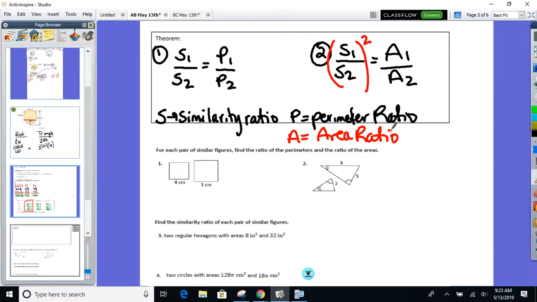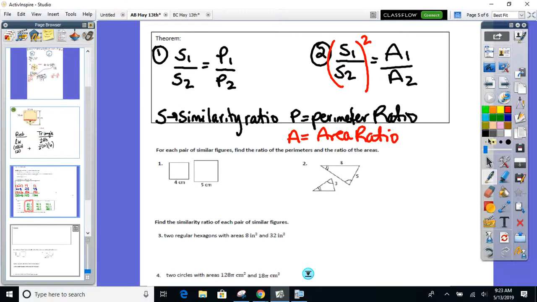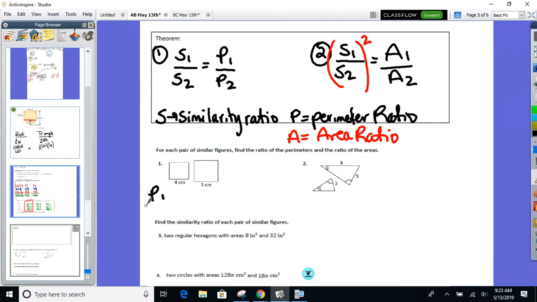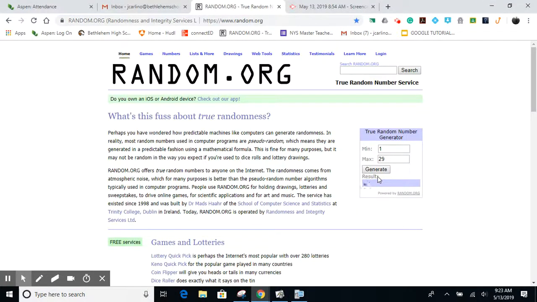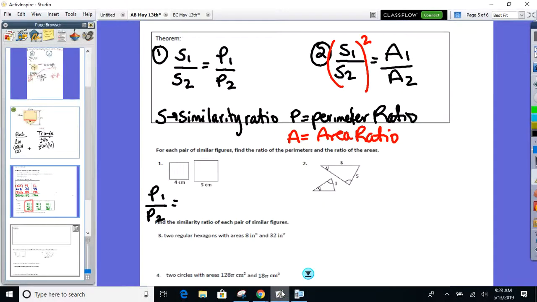Number one, those figures, I'm going to tell you in the directions, they're similar. Here's what I want from you. First thing, ratio of the perimeters. What ratio are the perimeters in? The perimeter ratio is same as the what today? Similarity ratio, which is two corresponding sides. What's the ratio of two corresponding sides?